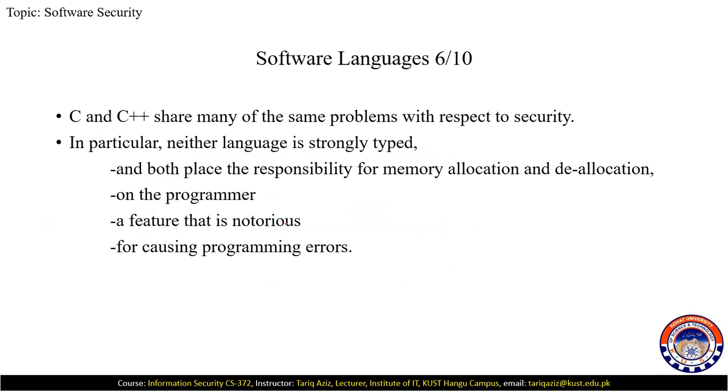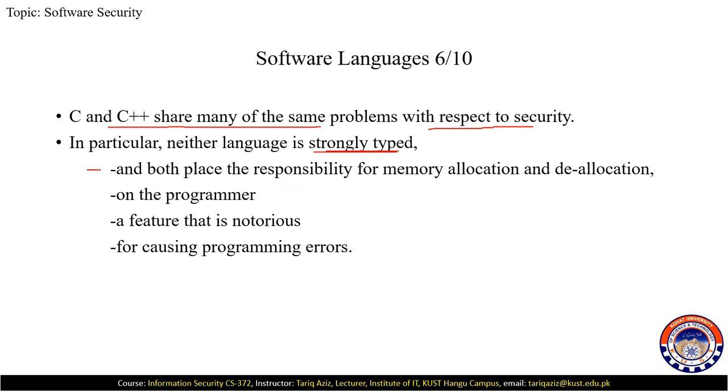So, dear students, what is the problem with C++ then? It says that C and C++ share many of the same problems with respect to security. So, what are these problems? The problem is that C and C++ are not strongly typed. Now, what does it mean? What is the meaning of strongly typed? In the next slide, we will discuss this. But as far as C and C++ are concerned, these are not strongly typed languages.